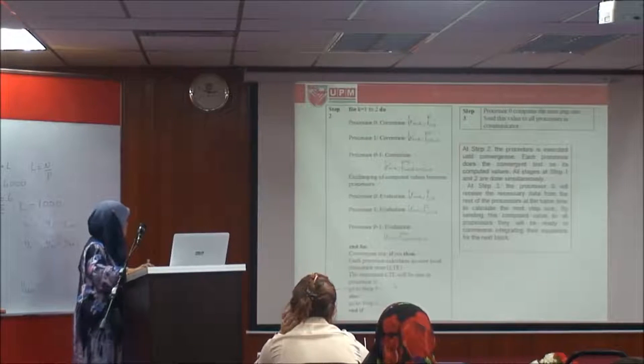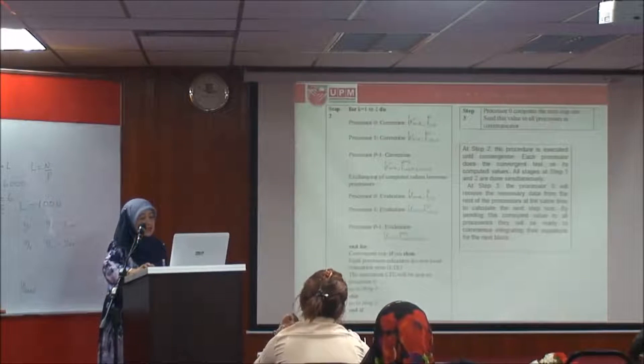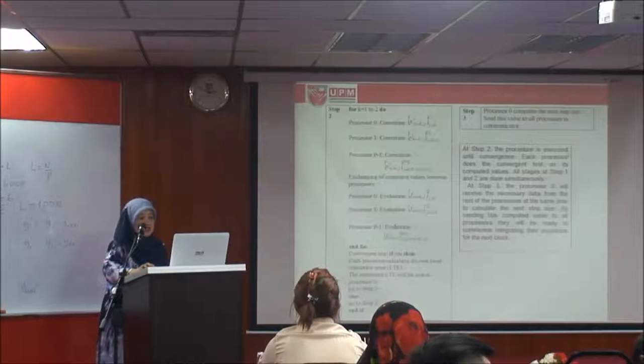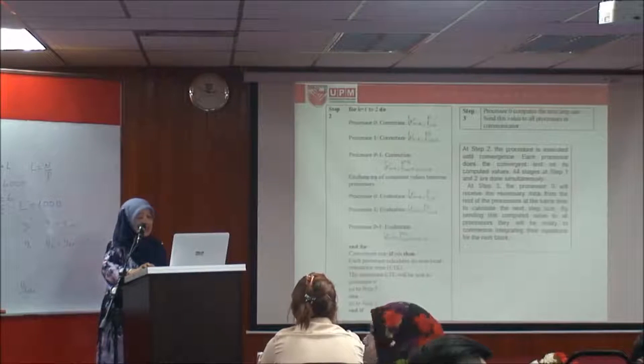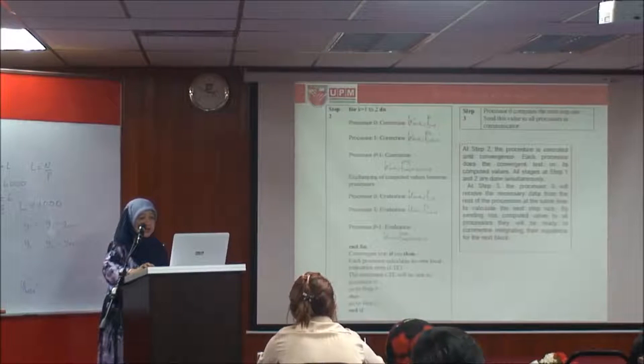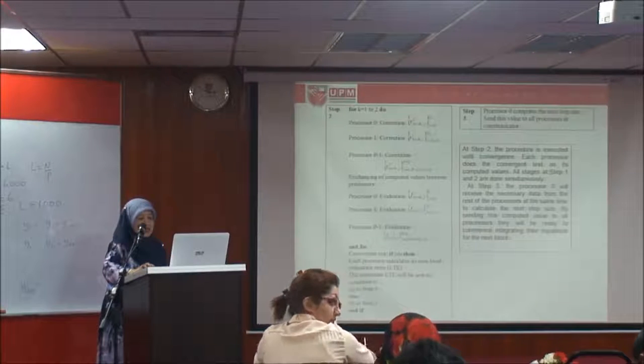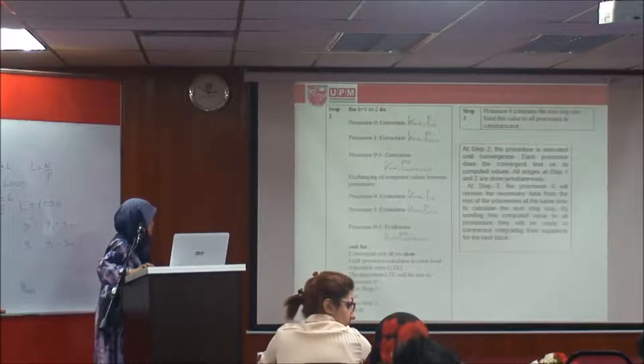Then we have the convergence test. As you can see here at step 2, the procedure is executed until convergence, where each processor does the convergence test on its computed values. So here I can run the convergence test on different processors. So all stages at step 1 and step 2 are done simultaneously.